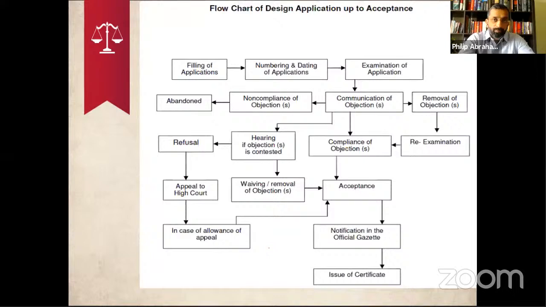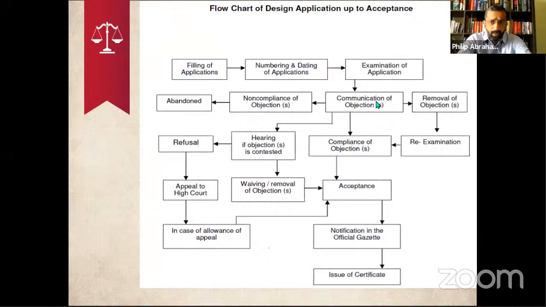Now, coming to the flow chart for design application up to acceptance. Once you file, the application is numbered and a date is given. Then the application is examined and communication of objections is made. If the applicant is able to remove the objection, it is re-examined and compliance of the objections happens. It proceeds to acceptance, and from there it is notified in the official gazette, and the certificate is issued subsequently.